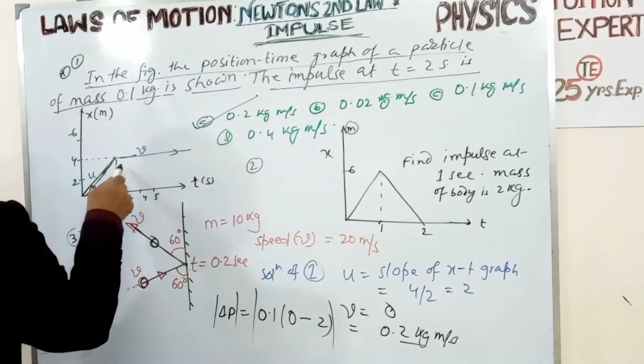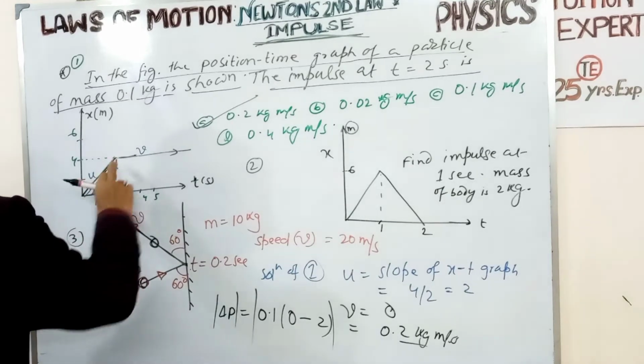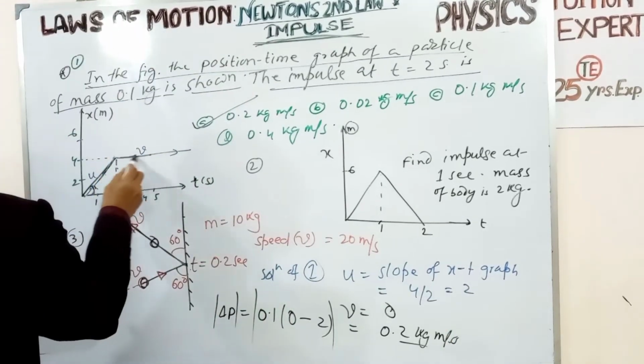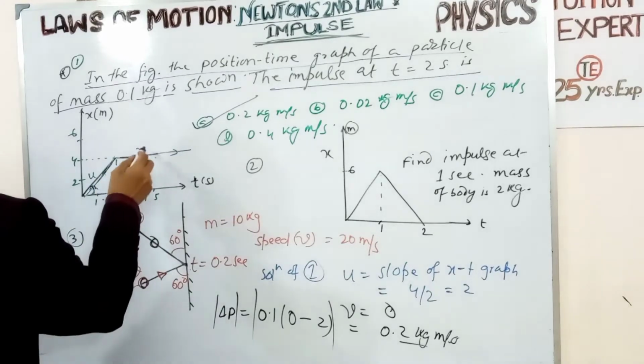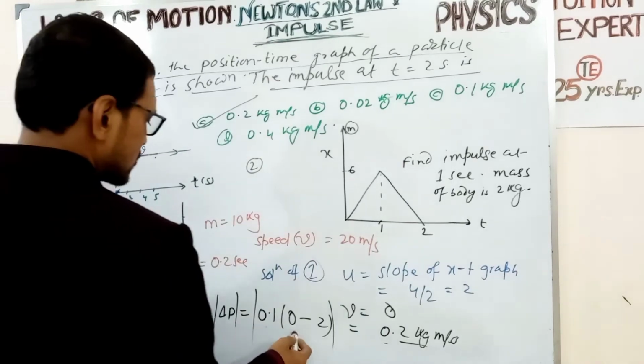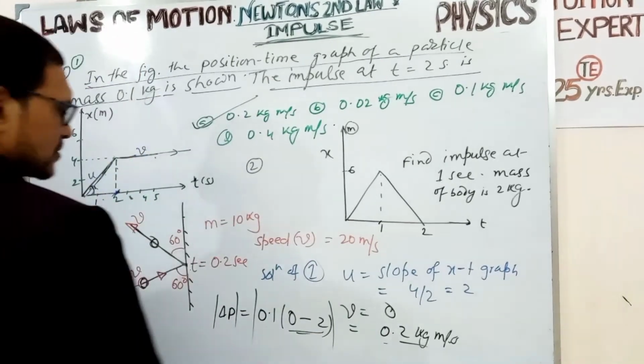We know tan theta equals the slope, which is perpendicular over base. Perpendicular is 4 units, base is 2 units, so 4 by 2, that is 2. Now v, the final velocity, is the slope of this line, which is parallel to the t axis, so the slope is 0. Now change of momentum equals mass into change of velocity. So this is the answer.